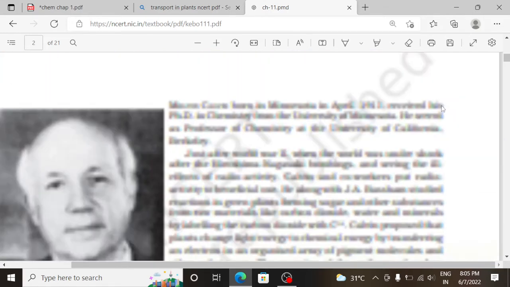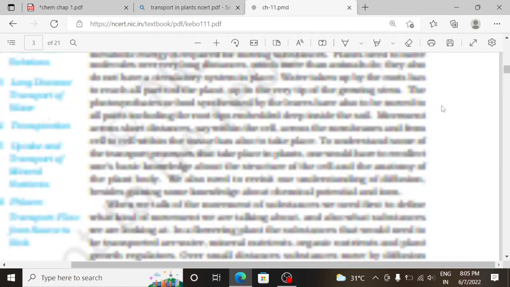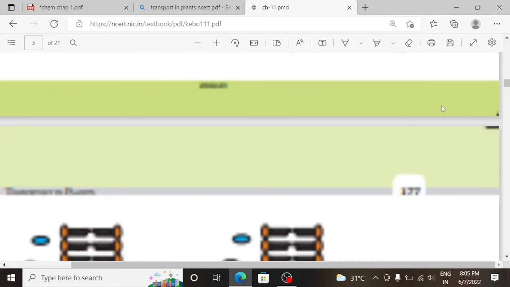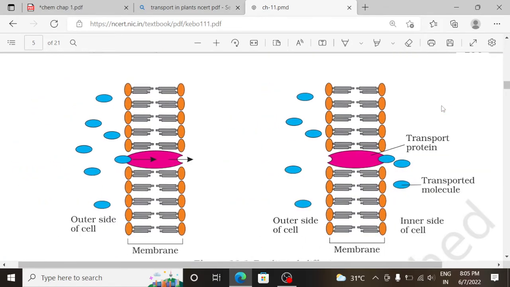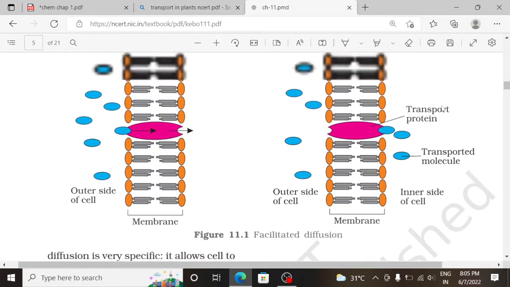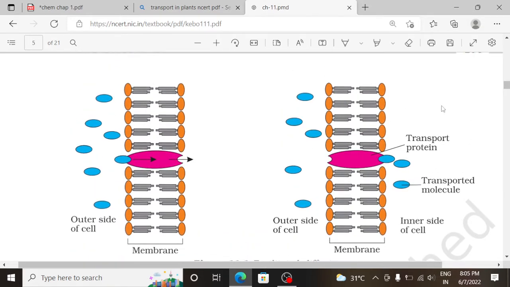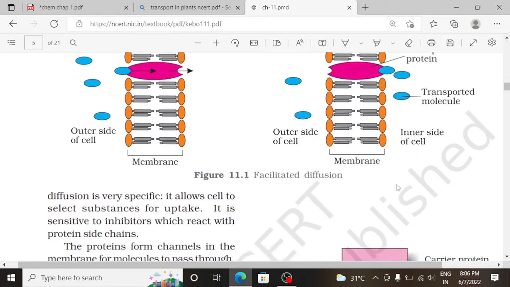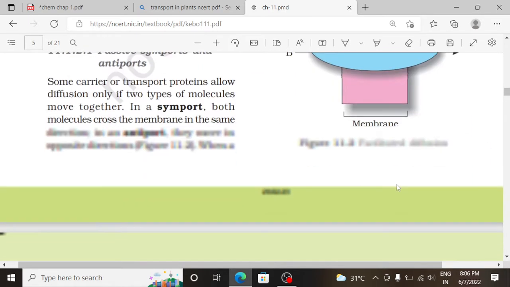So yes, first diagram is of facilitated diffusion. You can see how water molecules, this blue color are the water molecules and these are moving, see, outer side of the cell, this is the membrane. Okay, this is the outer side of the cell and this is the membrane. So this is transport protein, this is transported molecule of water, and this is the inner side of the cell. It can be water or any other substance. Okay, it's not particularly water.